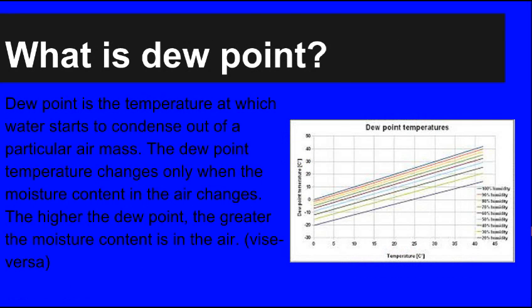What is dew point? Dew point is the temperature at which water starts to condense out of a particular air mass. The dew point temperature changes only when the moisture content in the air changes. The higher the dew point, the greater the moisture content is in the air, and vice versa.